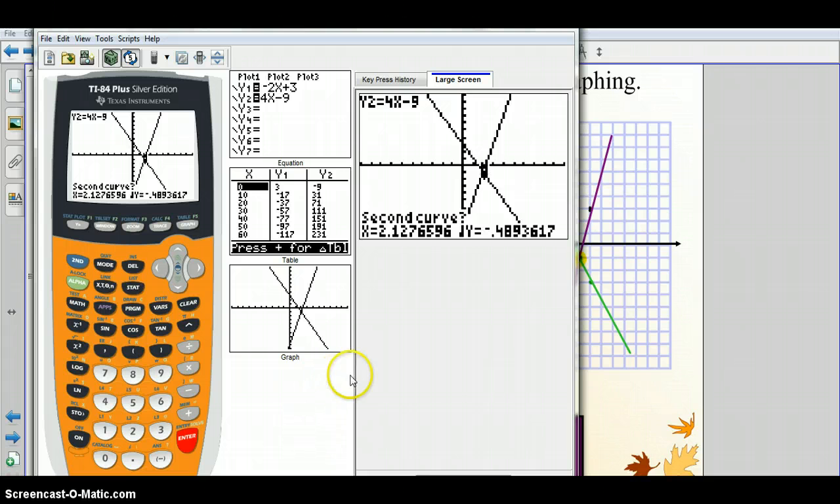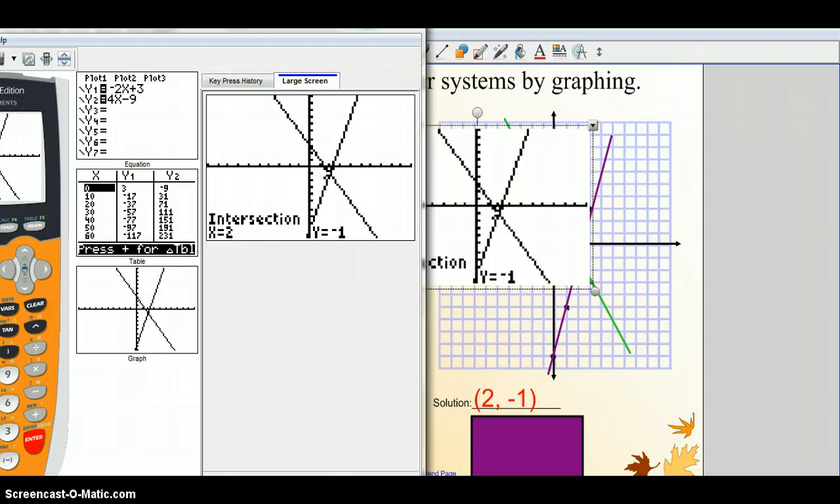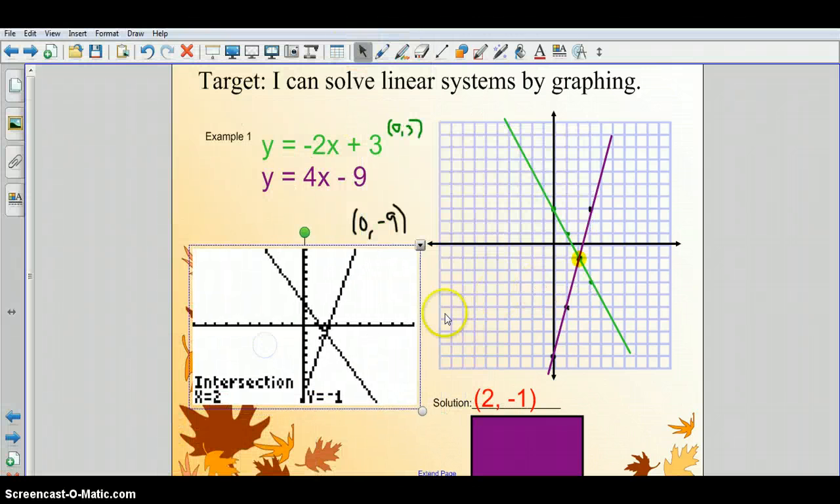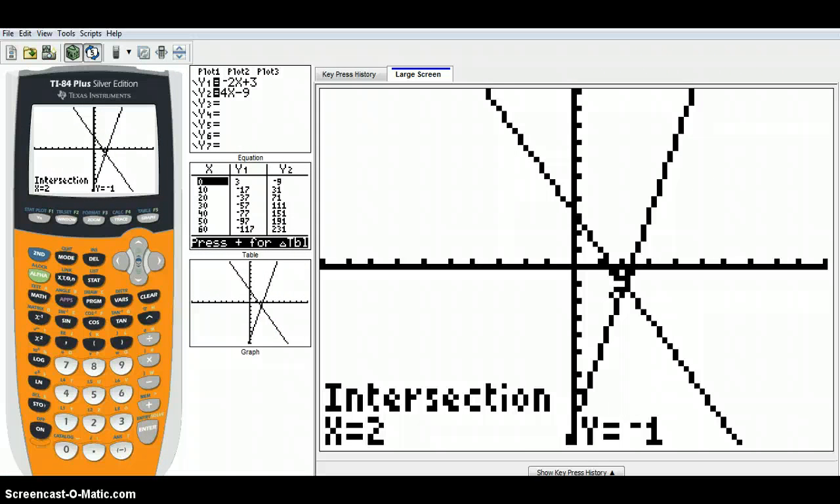The second question it asks is, are you on the second curve or the second line? You look up here, it says y2, and you are, so you hit enter. The third question says guess, and you want to get pretty close to that intersection point so that you can tell the calculator, I think it's right about here. Hit enter, and you get the intersection point (2, -1). So you can see this answer matches up with what we already have for our intersection point. Okay, all right, let's try that again. We will try that on the next problem, but we will first graph it by hand.